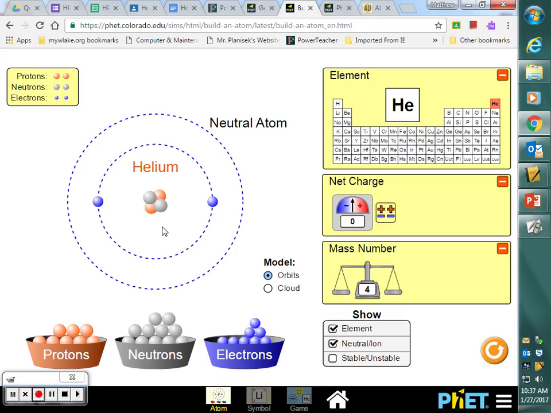What would be the name of this atom? It's helium-4, all right? Because helium tells us the number of protons that are in it, and then 4 tells us the mass number, okay? Good with this so far?